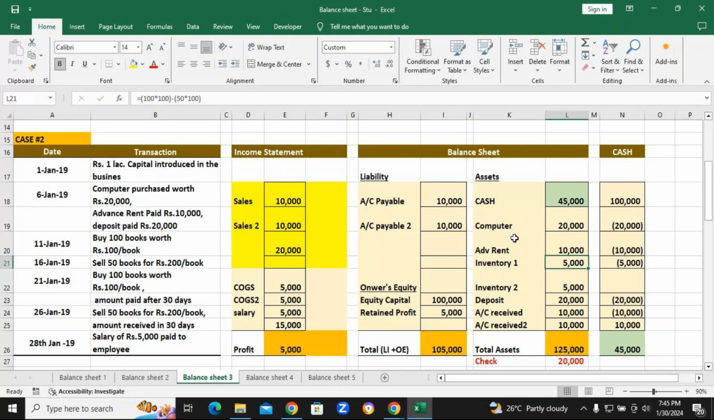45,000, 20,000, 10,000, 10,000, 10,000, 20,000, 20,000 in negative values, and then 20,000, 10,000. So one amount we are yet to receive and another amount we have received. Account payables, so 1 lakh rupees retained only.